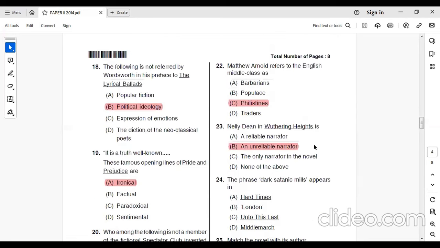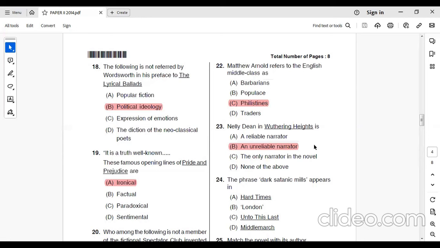Question number 22, Matthew Arnold refers to the English middle class as Philistines. In his work Culture and Anarchy, Matthew Arnold divides society into three classes: barbarians, Philistines, and populace. Barbarians refers to the landed aristocracy. Philistines refers to the middle class, bankers, artisans, and shop owners. And populace refers to the commoners, wage laborers, tenants, and so on.